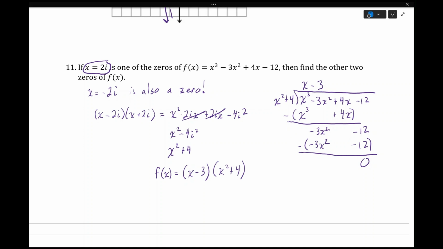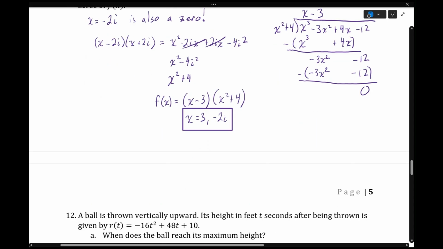But what does that mean? That means my other 0 is whatever makes x minus 3 0, or just x equals 3. So in the end, my other zeros are x equals 3 and -2i because of the conjugate pair theorem. And that's it for that problem.